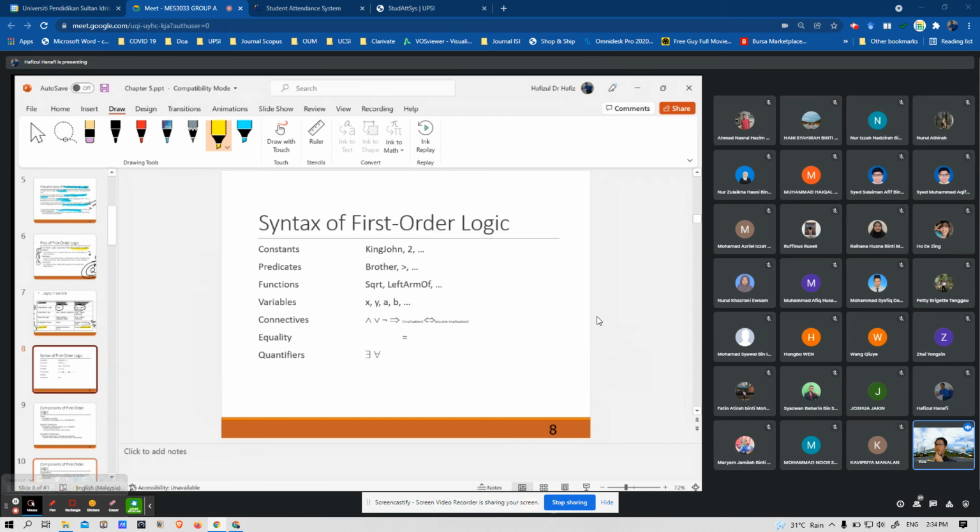And then we have the syntax of first order logic. We have some domains here. The first one is the constant, second predicate, function, variable, connective, equality, and quantifier. We have seven. Okay, we look at them one by one.